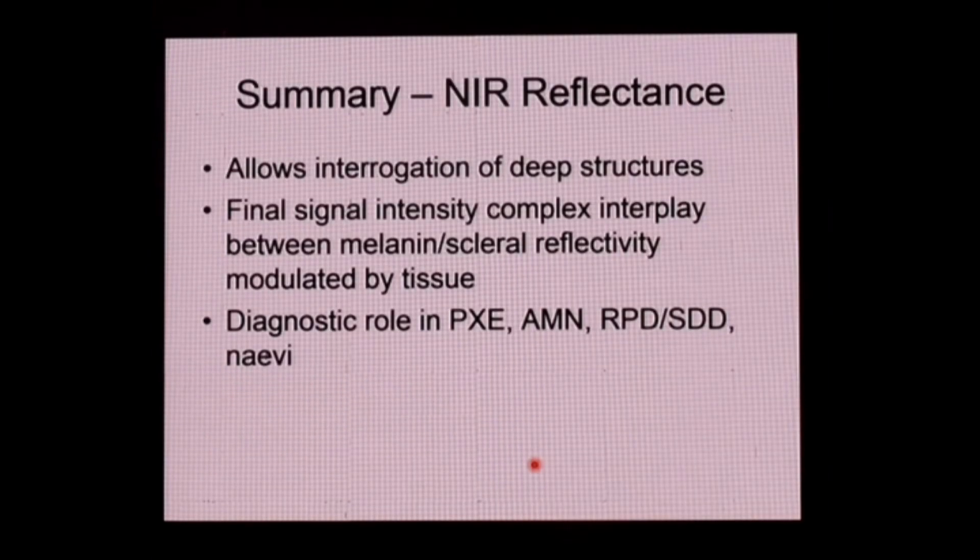So in summary, near-infrared reflectance allows interrogation of deeper structures. The signal intensity is a complex interplay between the melanin and scleral reflectivity, modulated by other structures and regular structures in front of it. And I think it has a very useful diagnostic role in PXE, acute macular neuroretinopathy, and reticular pseudodrusen, which may well be somewhat different in property from subretinal drusenoid deposits, and in Naevi.